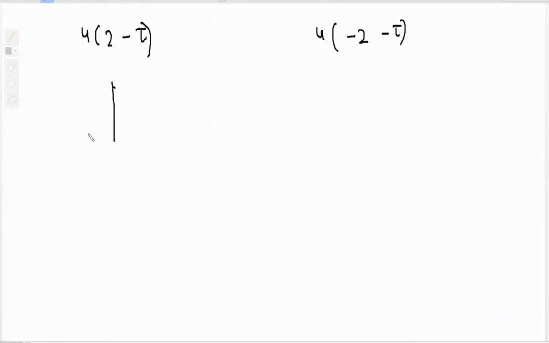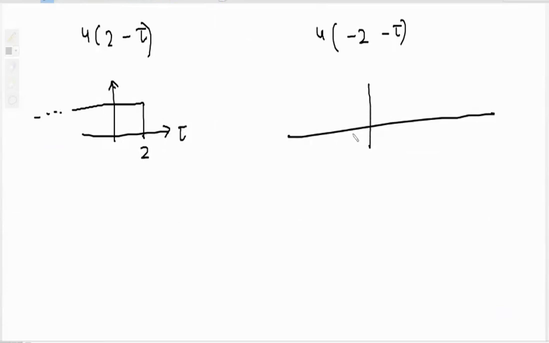Okay. So for u of 2 minus tau, signal will start from plus 2 and it will go towards negative side because of folding. Minus tau means folding. So this is the sketch of u of 2 minus tau. And what is the sketch of u of minus 2 minus tau? It will start from minus 2 and it will go towards left side because of folding. So this is the graph of u of minus 2 minus tau. So this is the observation.